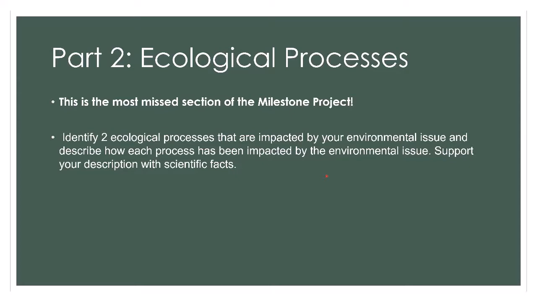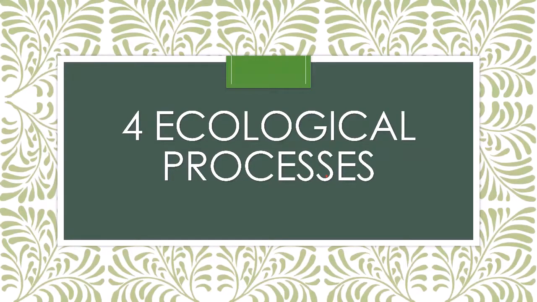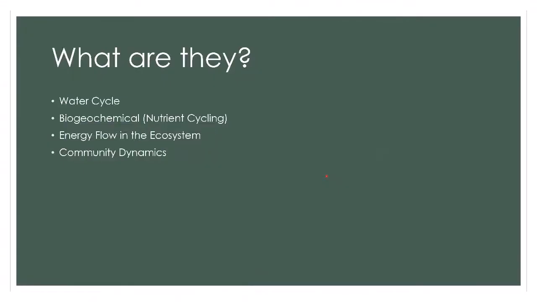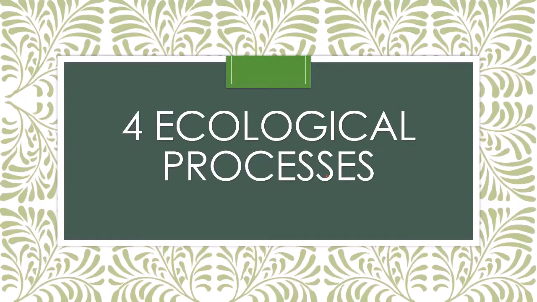For your milestone, you have to identify 2 ecological processes that are impacted by your environmental issue and describe how each process has been impacted by that issue. And you have to support your description. So what are the 4 ecological processes? They are the water cycle, biogeochemical cycles, also called nutrient cycling, energy flow in an ecosystem, and community dynamics. Okay, so that's the 4. You only need to pick 2, okay?